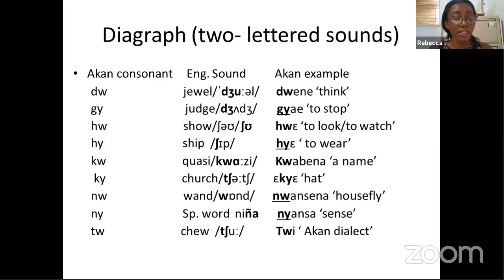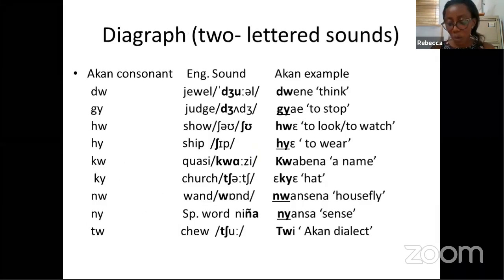Then we come to the next one, which is the TW combination. And we see that in the language we are learning, chi, the chi. So as in chew, ch. So chew, ch, chew. So we see that in chi, chi. Good.